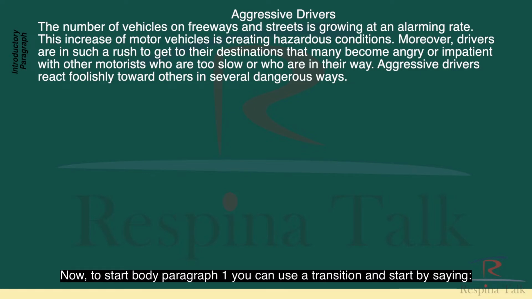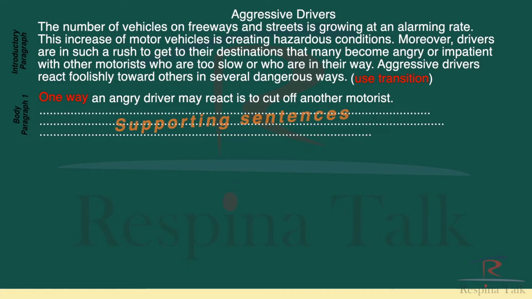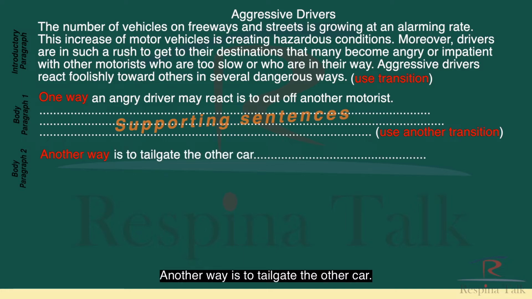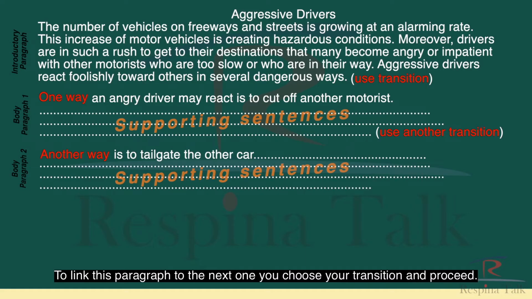Now, to start body paragraph 1, you can use a transition and start by saying, one way an angry driver may react is to cut off another motorist. Then you write your supporting sentences. To link this paragraph to the next one, you can use another transition like this. Another way is to tailgate the other car. And then again, you write your supporting sentences. To link this paragraph to the next one, you choose your transition and again you proceed, like this.